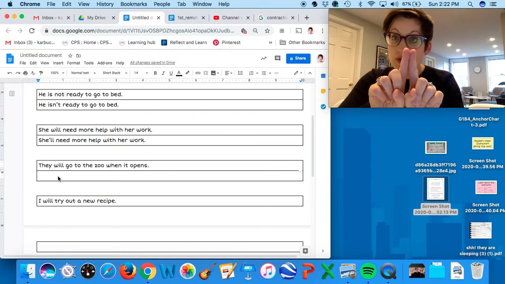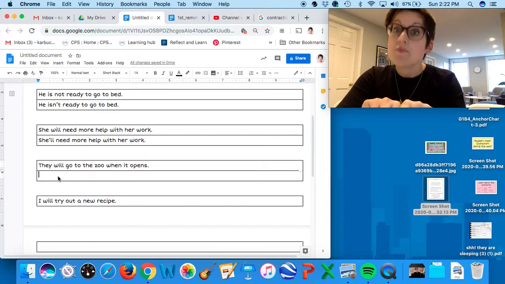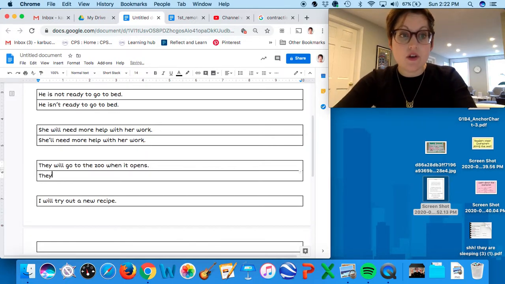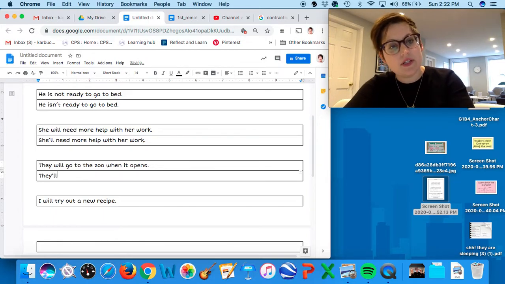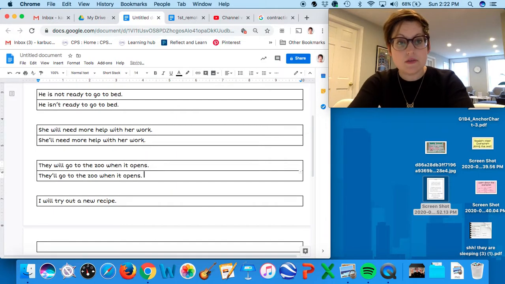Next one, they will go to the zoo when it opens. What two words can we put together into a contraction? Yep, they will. And again, all you have to do is get rid of the W and the I and replace it with an apostrophe and then our double L's. They'll go to the zoo when it opens.